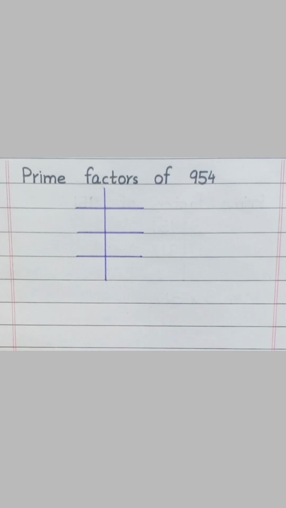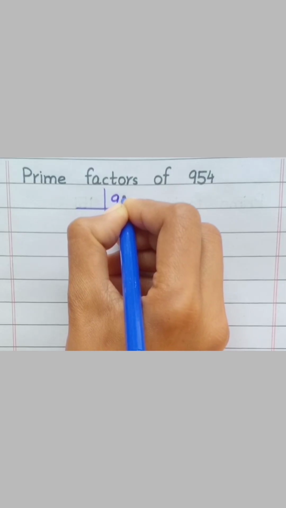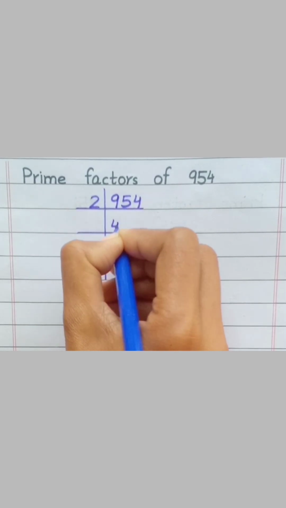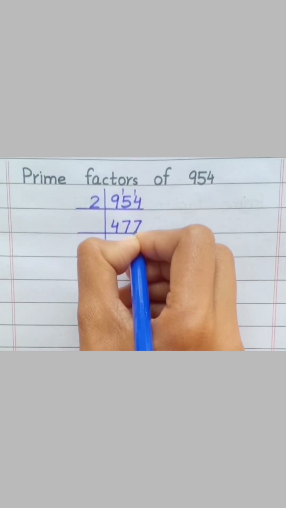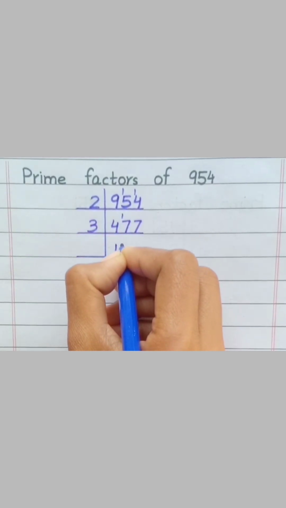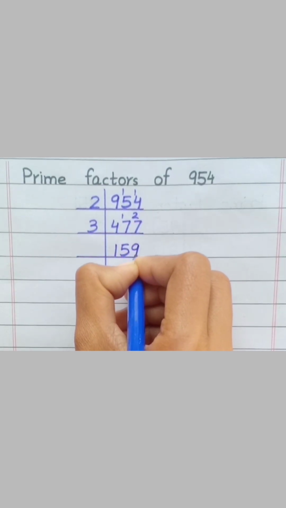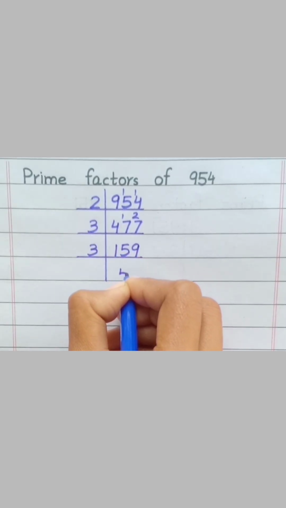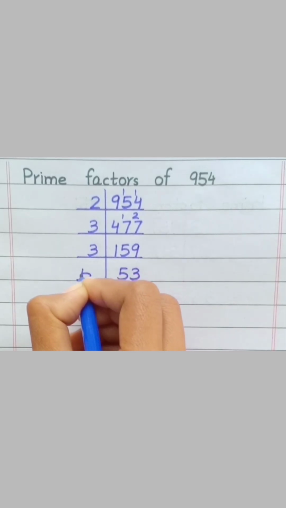Prime factors of 954. 2 4s are 8. 2 7s are 14. 2 7s are 14. 3 1s are 3. 3 5s are 15. 3 9s are 27. 3 5s are 15. 3 3s are 9. 53 ones are 53.